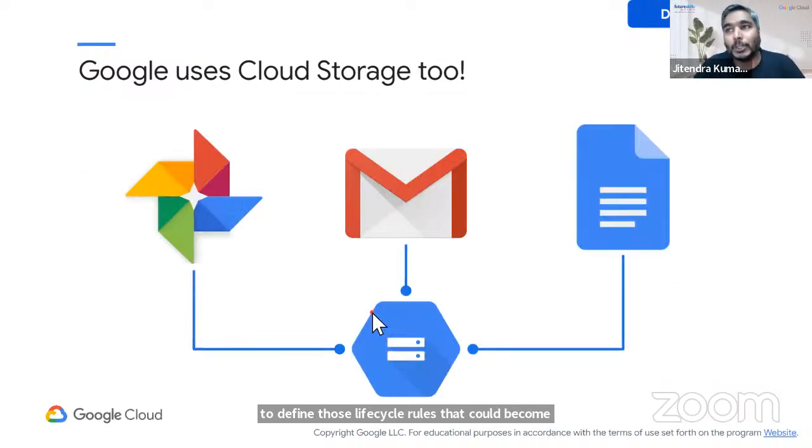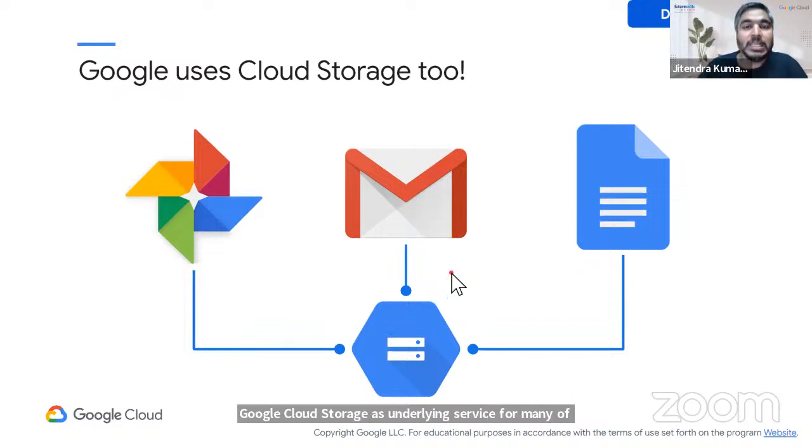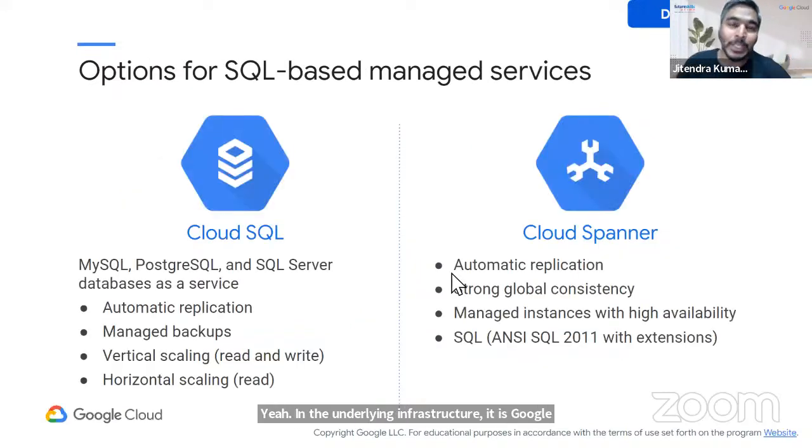Right, so who uses this? Of course, Google also uses Google Cloud Storage as the underlying service for many of these capabilities, like Docs and Gmail, the enterprise Gmail that Google provides us. Right, in the underlying infrastructure, it is a Google Cloud Storage bucket which in turn is used here. Okay, so this was about an object storage service.